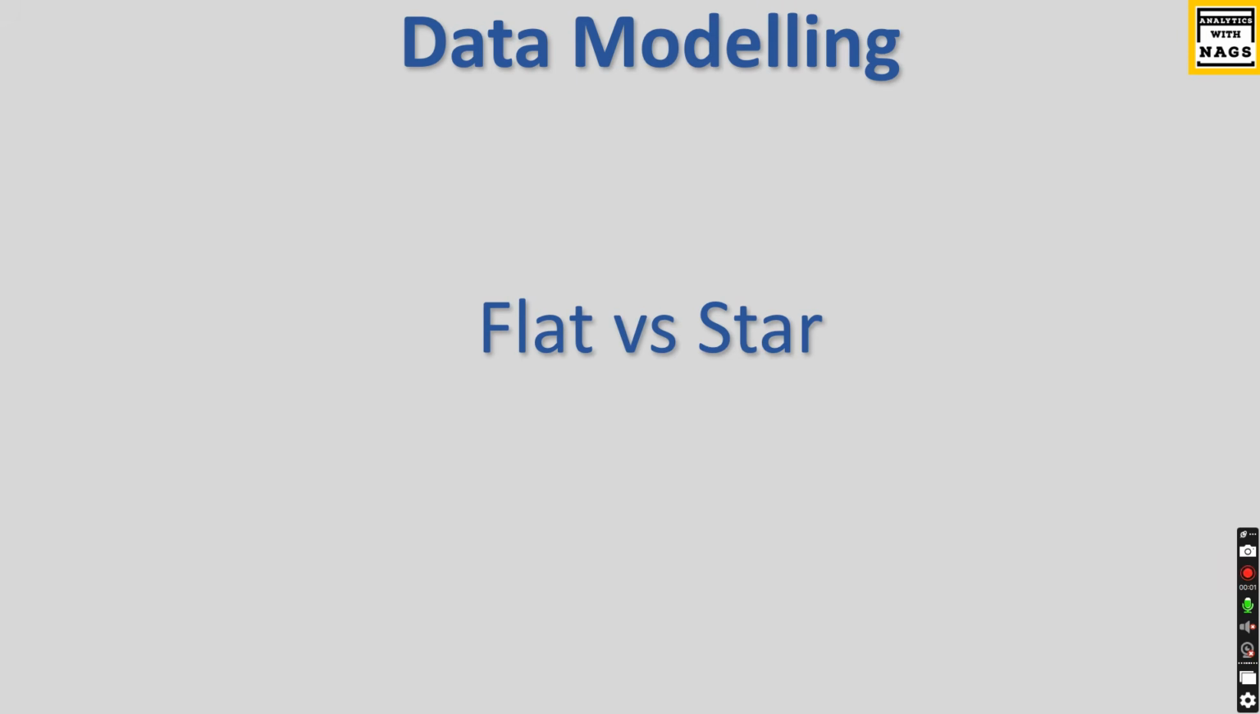In this section, let's try to understand flat versus star schema model. Both are ways of organizing your tables in Power BI. Flat model means you organize all your data in a single table. Star schema model means you create fact and dimension tables to organize your data.